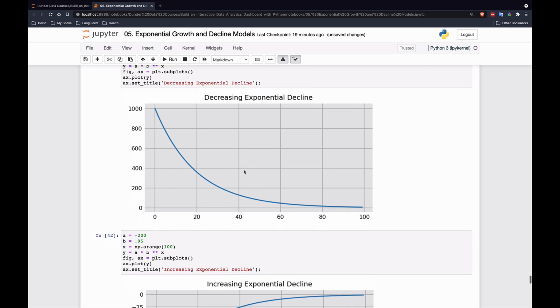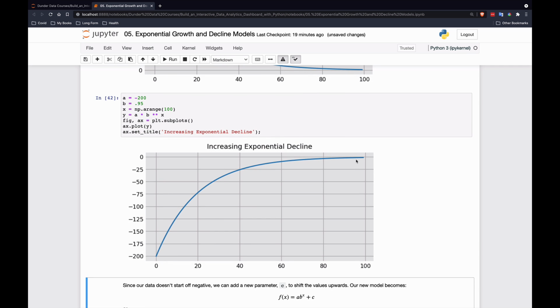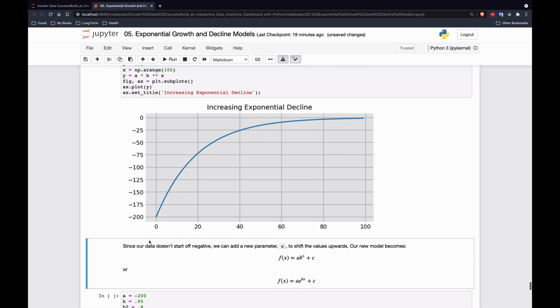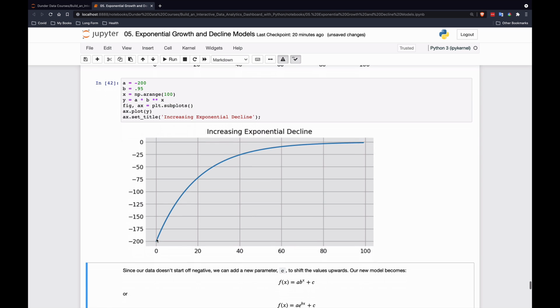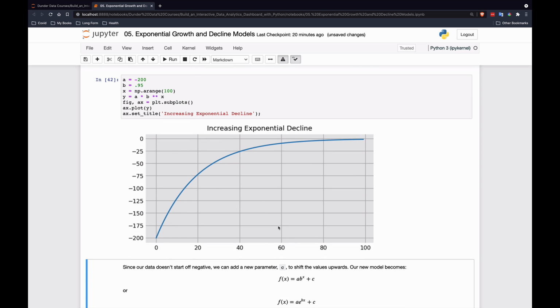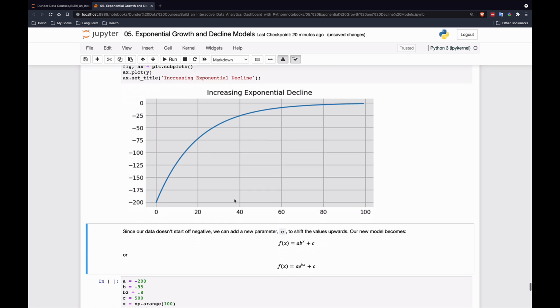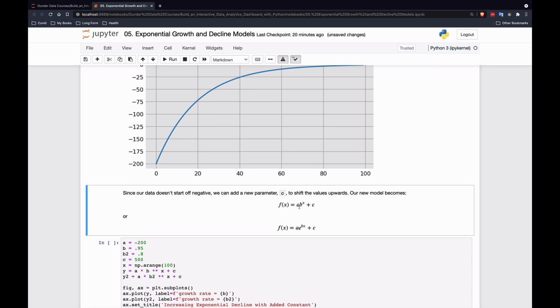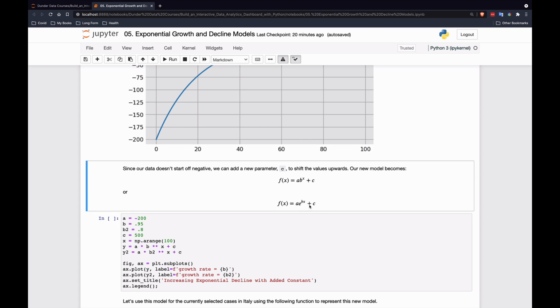Now, the obvious curve that we need is this one, increasing exponential decline. But we don't need it to be negative. So in order to not have negative values, we're going to add a new parameter called c to shift all the values upwards. So our new model becomes a times b to the x, plus c. So that'll help shift the entire curve up. It's the same parameter over here for the continuous exponential model.